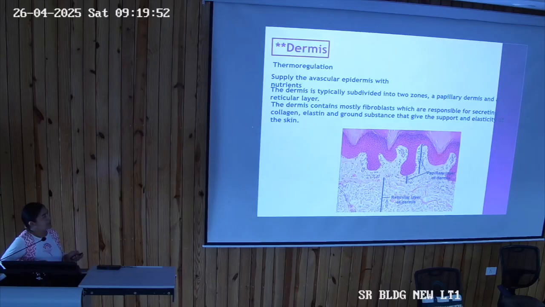The dermis contains mostly fibroblasts. This layer has a lot of fibers, which are responsible for the secretion of collagen, elastic fibers and the ground substance, which give support and elasticity to the skin. So mainly the dermis is formed of fibroblasts, which secrete the different types of fibers that you have read about, collagen fibers and elastic fibers.